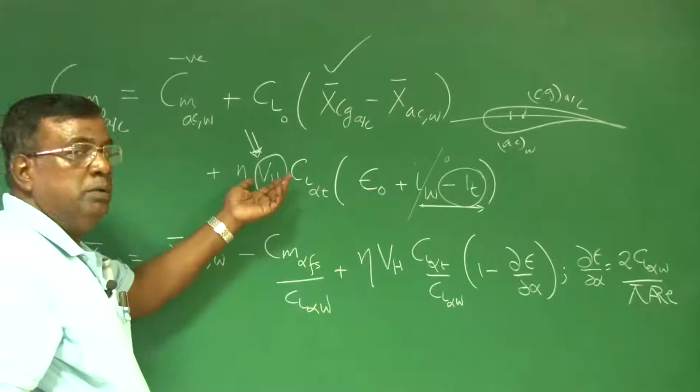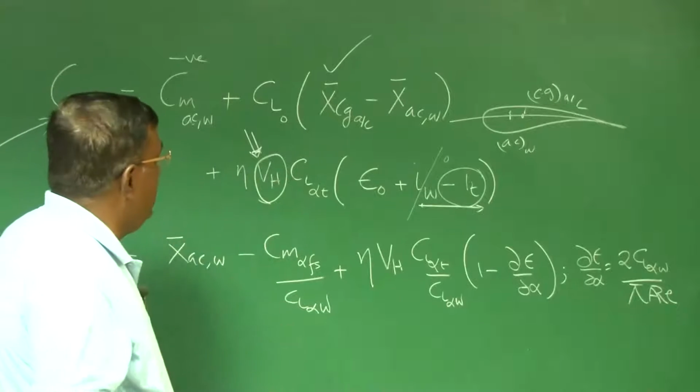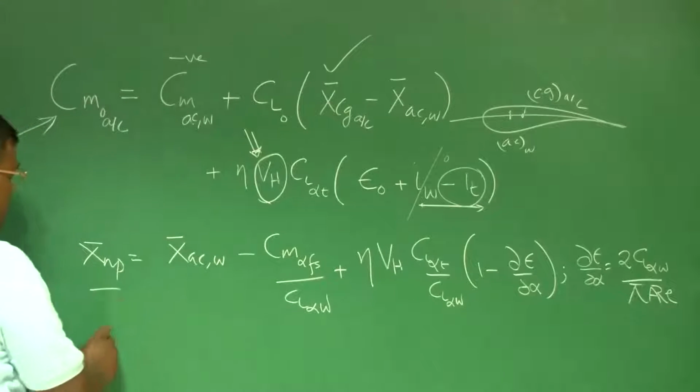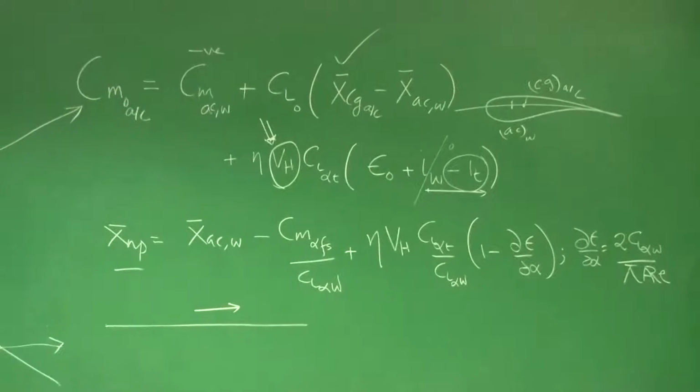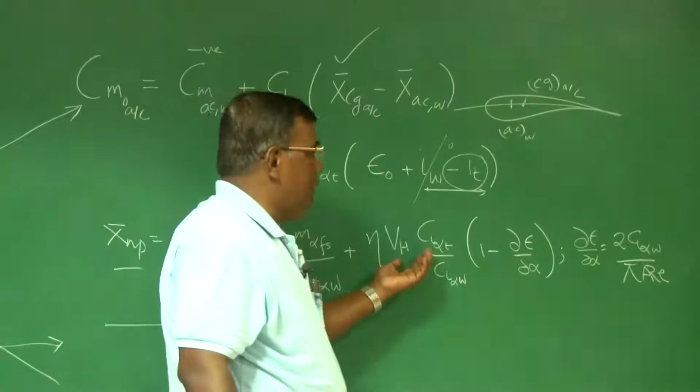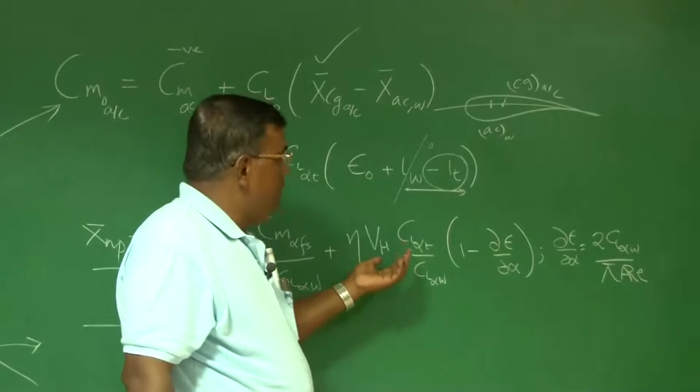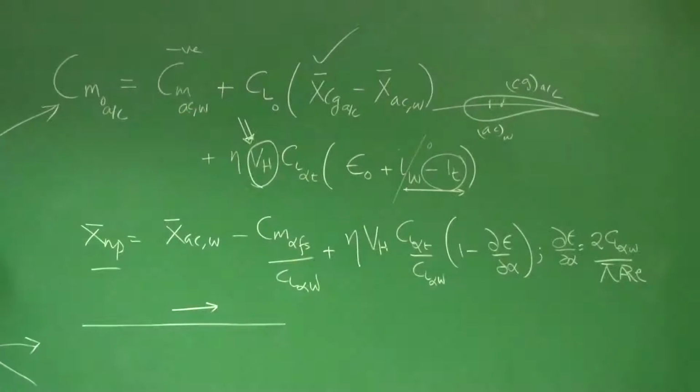And you could see the immediate effect of tail volume. The moment you increase the tail volume ratio, your neutral point moves backward and it becomes more and more stable, because VH is here, right? So a designer will always try to use this information: for a different, similar aircraft, what is the tail volume ratio? He picks up that number, right?